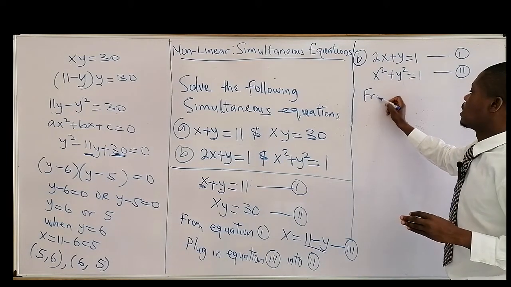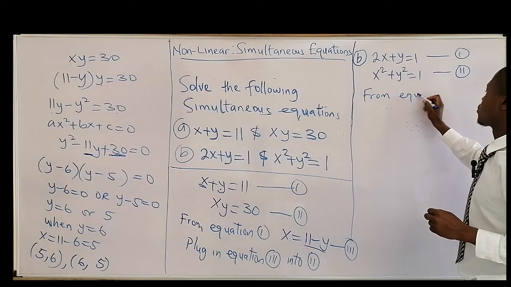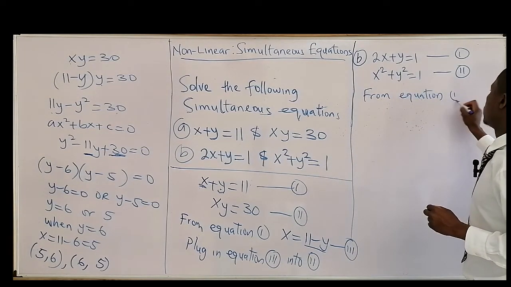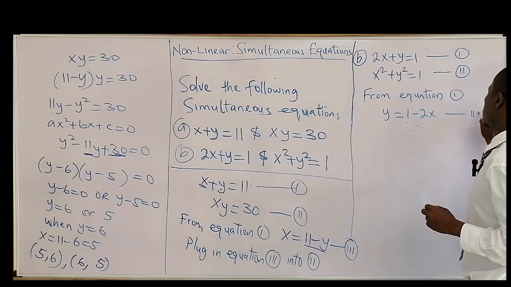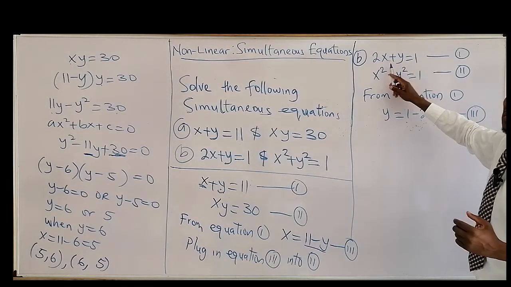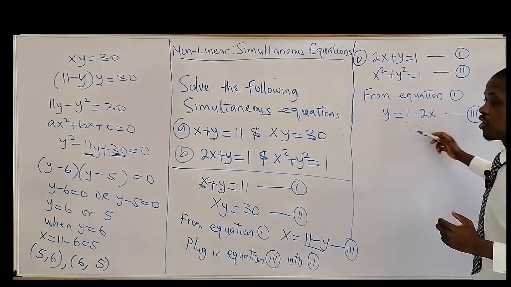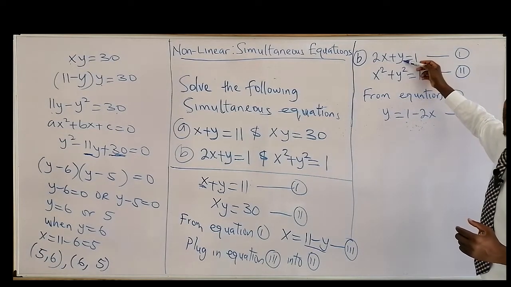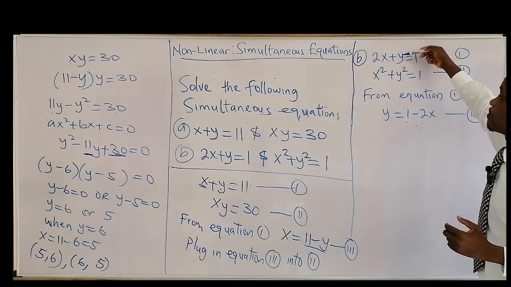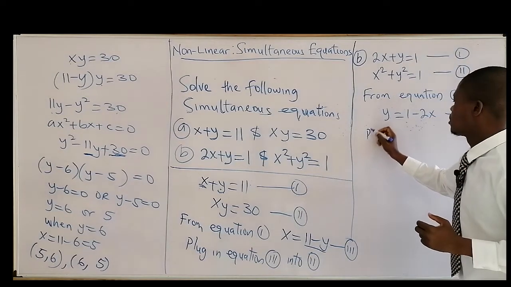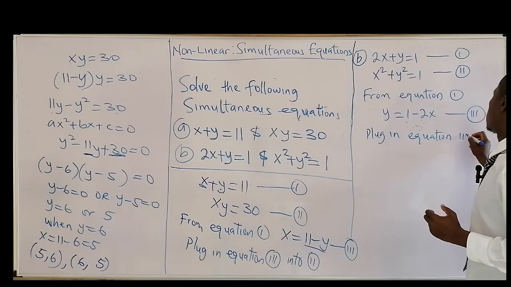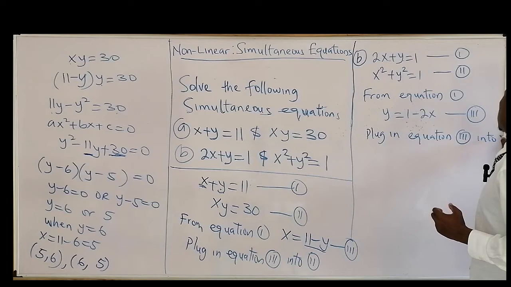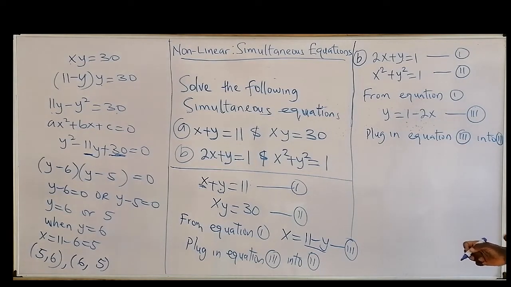From equation 1, y will be equal to 1 minus 2x. Call this one equation 3. This is possible to avoid having a fraction, which is why I make y the subject, because the coefficient here is 1. So that's that. Plug equation 3 into equation 2.